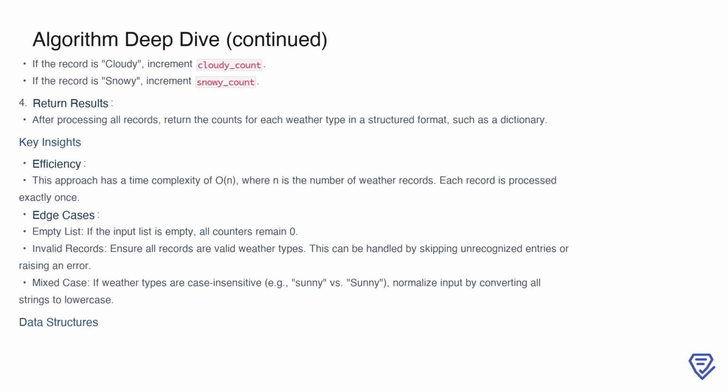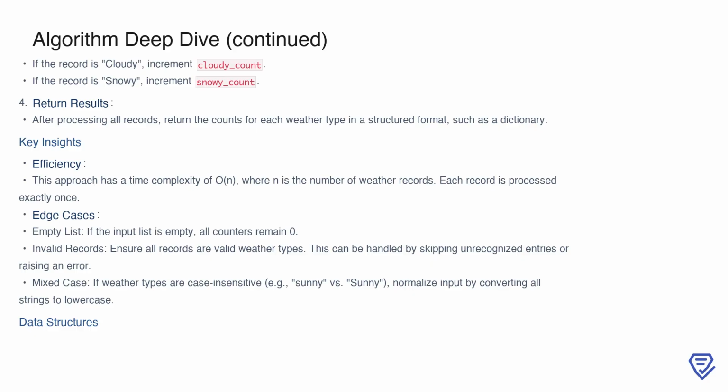The same logic applies for the remaining weather types. When we encounter a cloudy record, the cloudy_count is incremented, and for snowy, the snowy_count is updated. After processing all the records in the list, the final step is to return the counts for each weather type in a structured format, such as a dictionary.